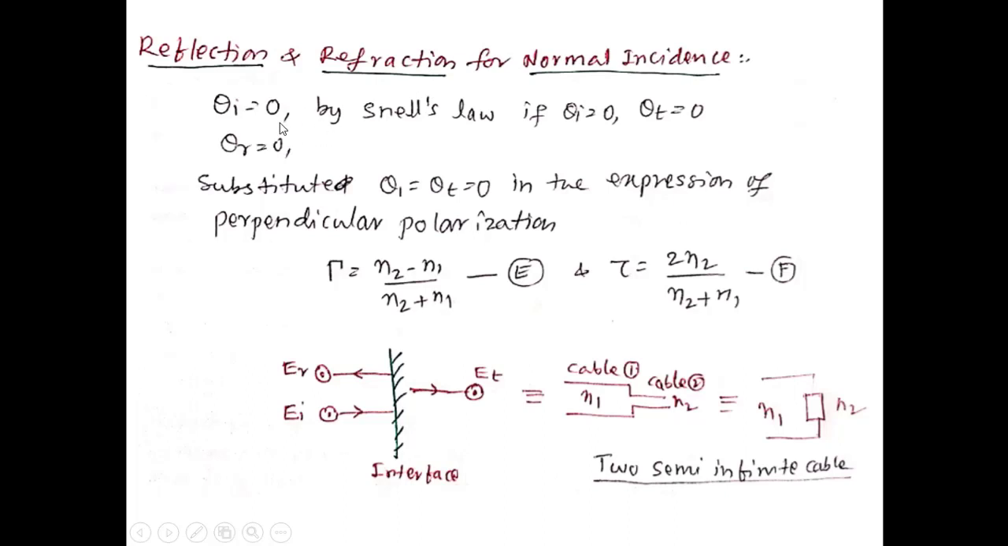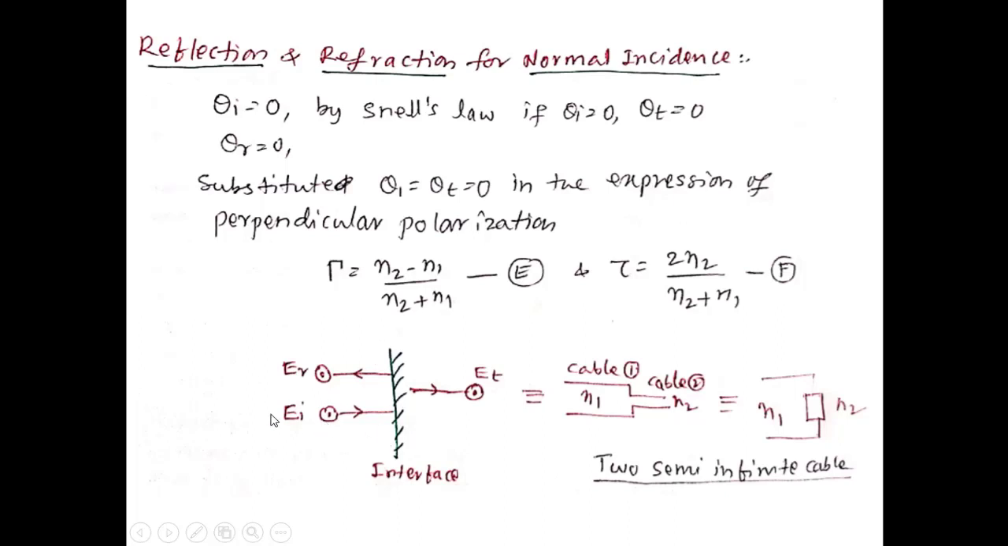Here the incident angle theta i is equal to 0, the transmitted angle theta t is equal to 0, and the reflected angle theta r is equal to 0. Substitute theta i, theta t equal to 0 in the expression for perpendicular polarization. Therefore, we will get the reflection coefficient is equal to (eta 2 minus eta 1) divided by (eta 2 plus eta 1), equation E, and the transmission coefficient is given by 2 eta 2 divided by (eta 2 plus eta 1), equation F.